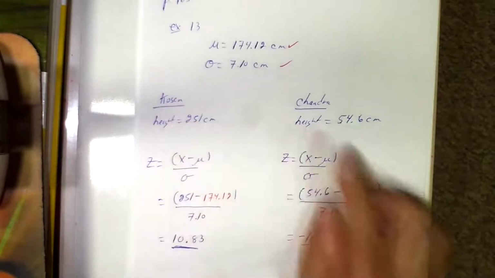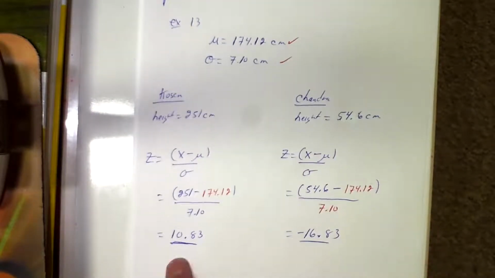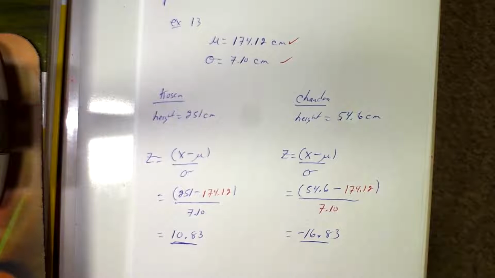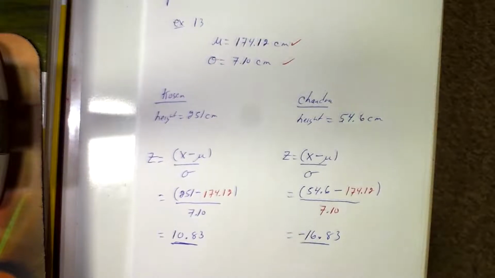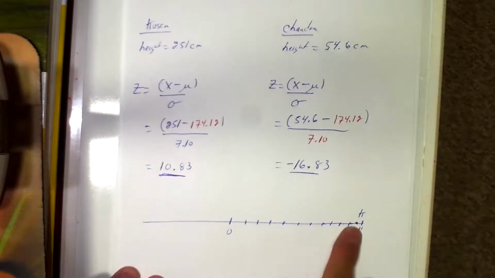So on the scale, who is further away from 0, Kosin or Chandra? All right, here's 0. So I'm gonna have to really count: 1, 2, 3, 4, 5, 6, 7, 8, 9, 10. Very close to 11, right? So there is Kosin. I'm gonna just put K for Kosin. He's way over here.